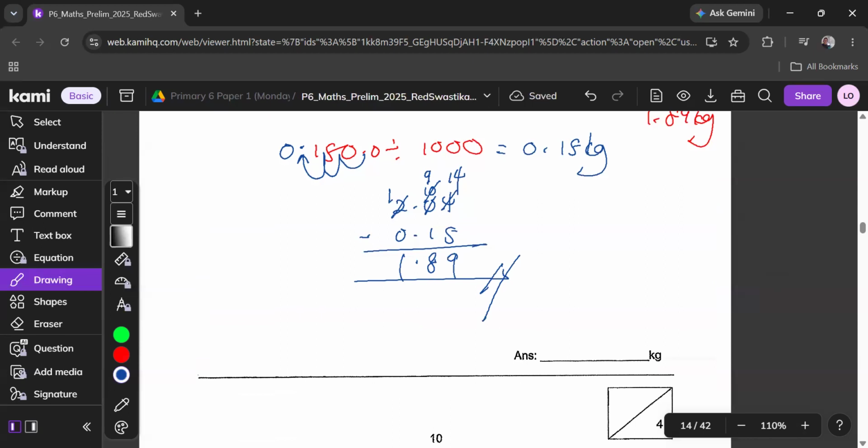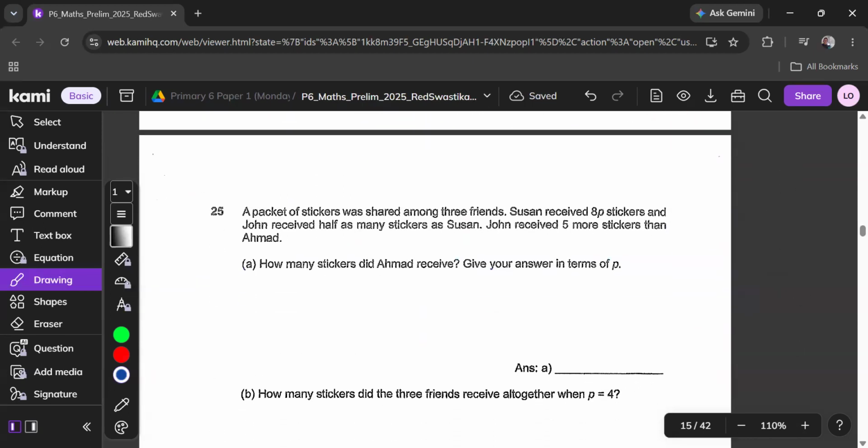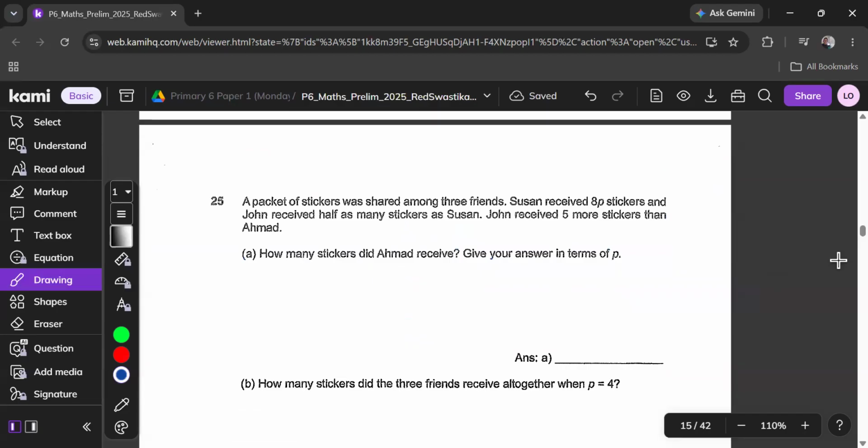Okay, question 25. So question 25, algebra. Okay, the answer will be 4p minus 5. Okay, how to do this quicker? You can draw a model, but sometimes we don't always have to draw a model. We can do something like this. Susan received 8p. Put on top. Remember? Put the number on top, right? The percentage you can put on top. And then Susan 8p, right? John received half. Half means you must divide by 2.